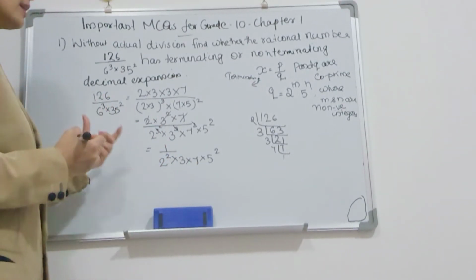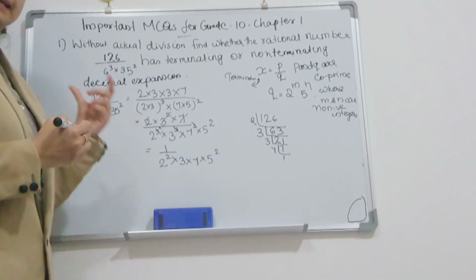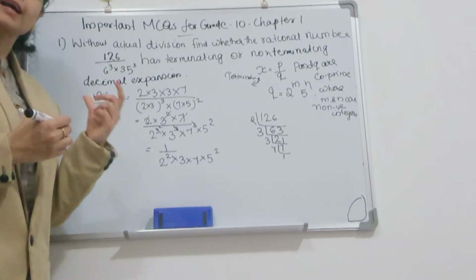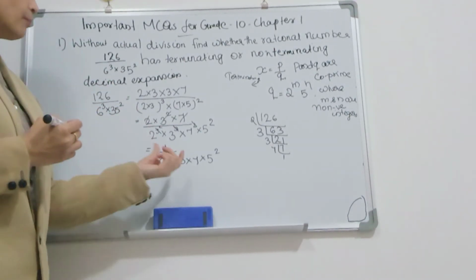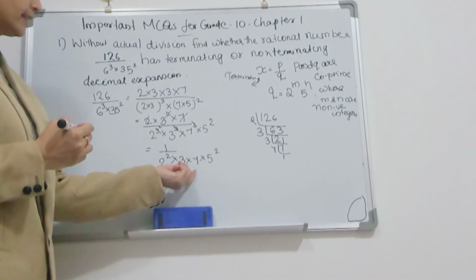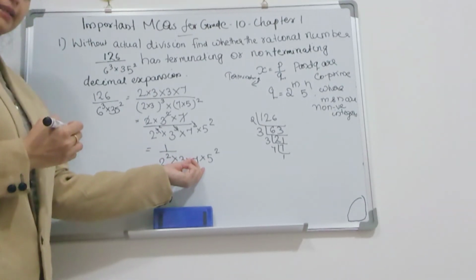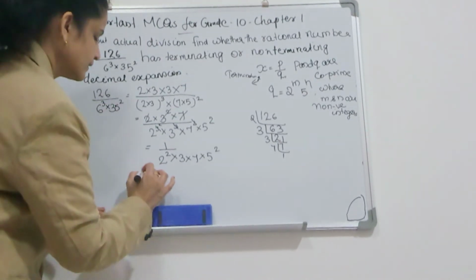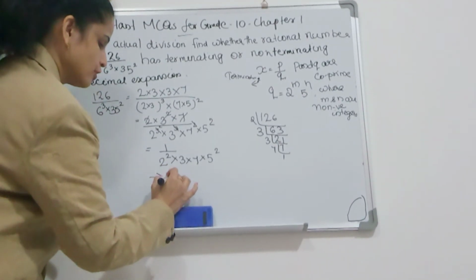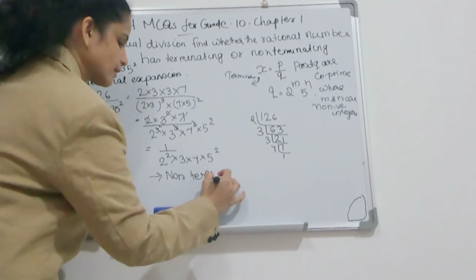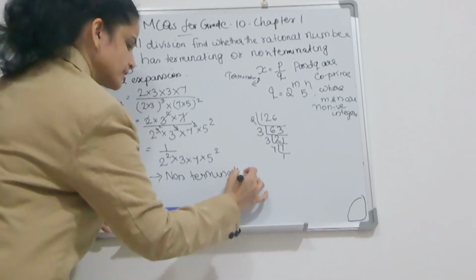So a rational number, the decimal expansion of a rational number is terminating if the denominator contains only the power of 2 and power of 5. But here 3 and 5 is there. Therefore, this is not terminating. This rational number has non-terminating decimal expansion.